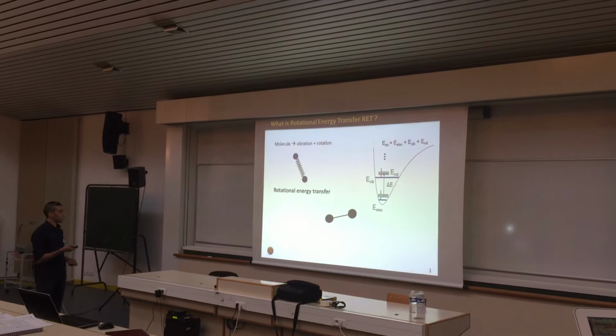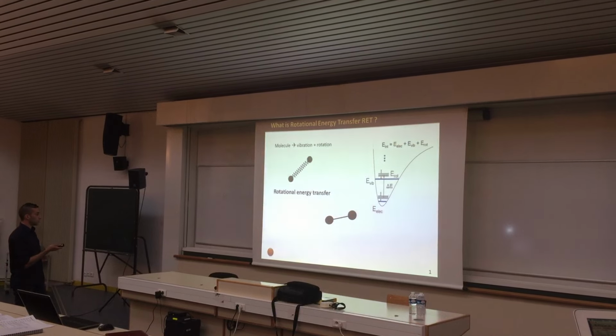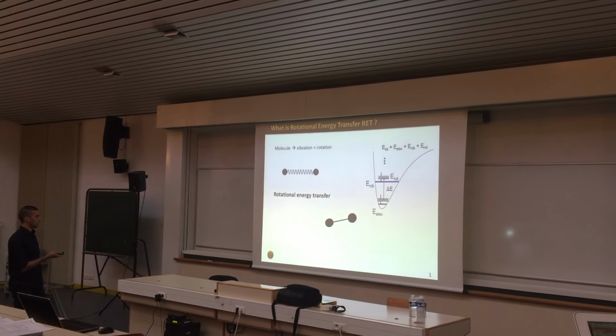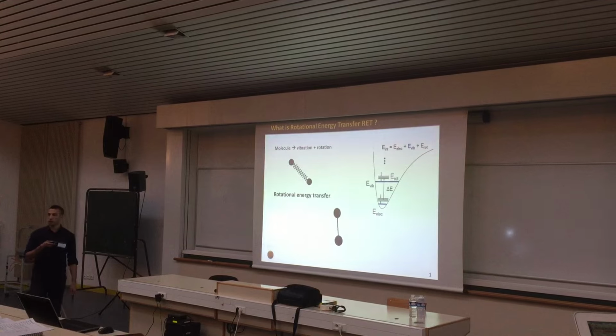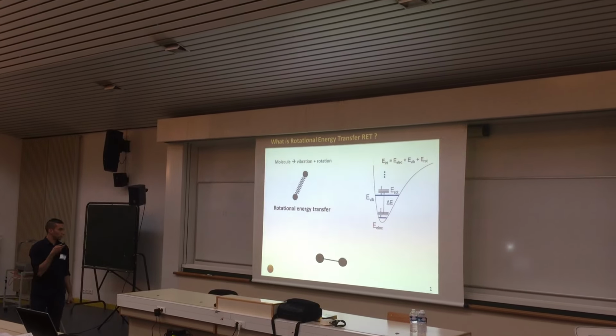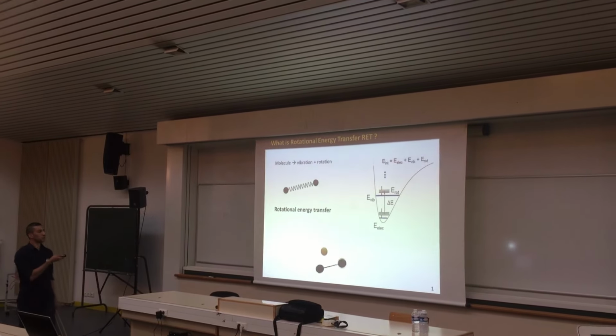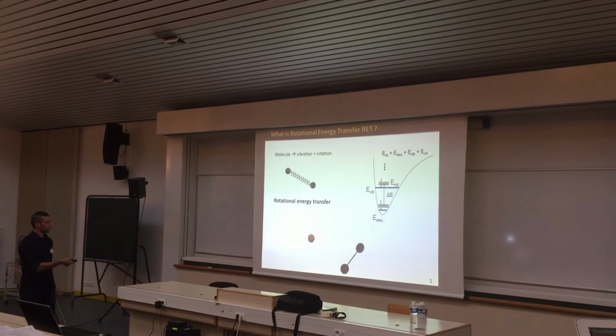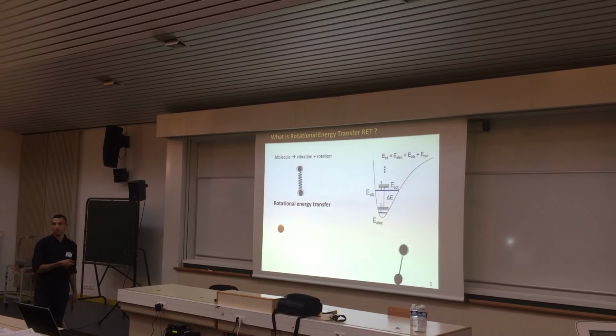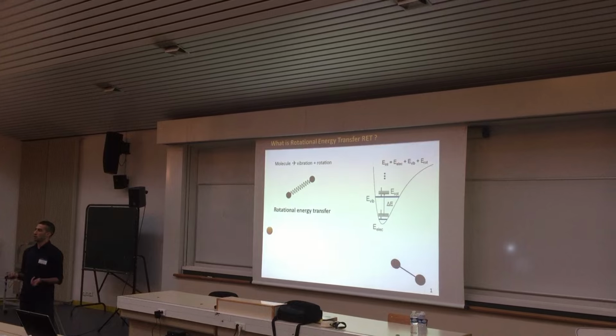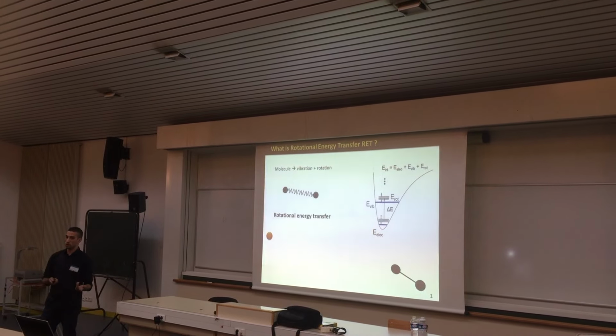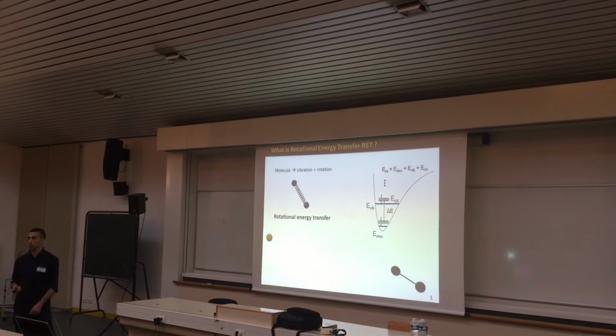Let's take this example of collision between a diatomic molecule and an atom. This rotating molecule can pass from an initial rotational state to a final rotational state by transforming the kinetic energy of the atom to rotational energy of the molecule. This is the simple meaning of rotational energy transfer.